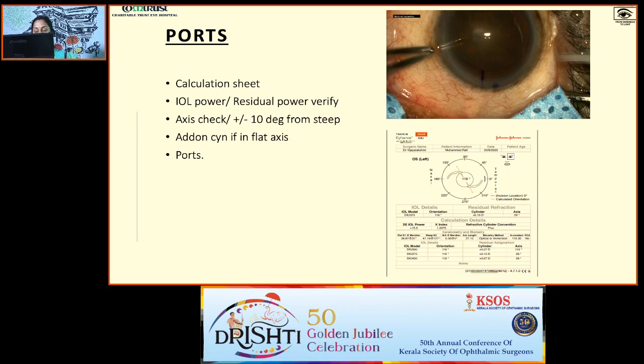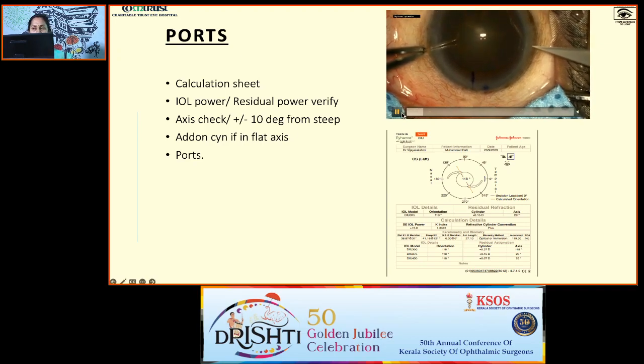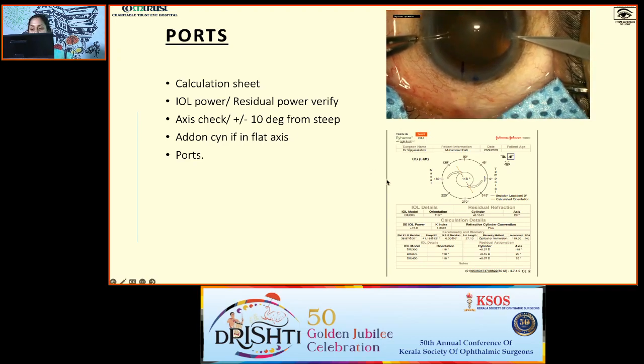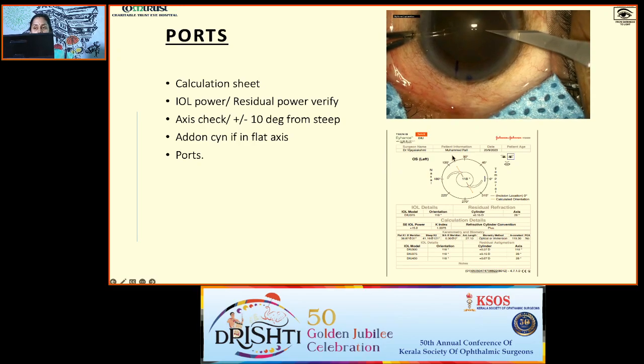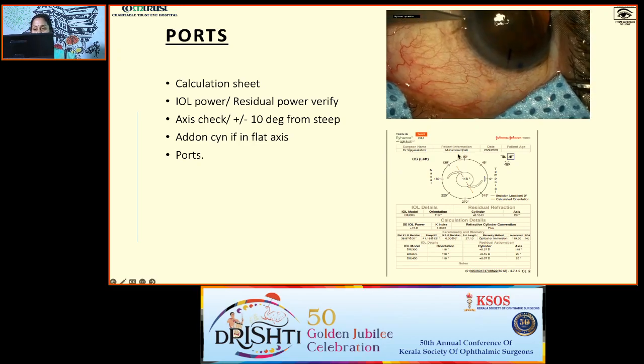In the calculation sheet, always verify the patient's name, the eye, and the remaining IOL power, that is, the toric power remaining. Here in this video, you can make the ports just like in any other case of phaco. Only one thing to be careful about: avoid the alignment axis.